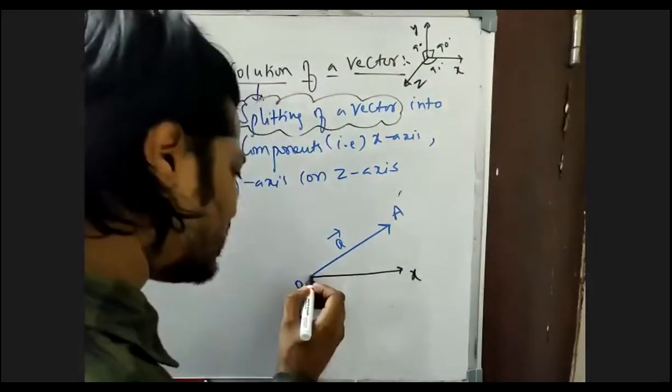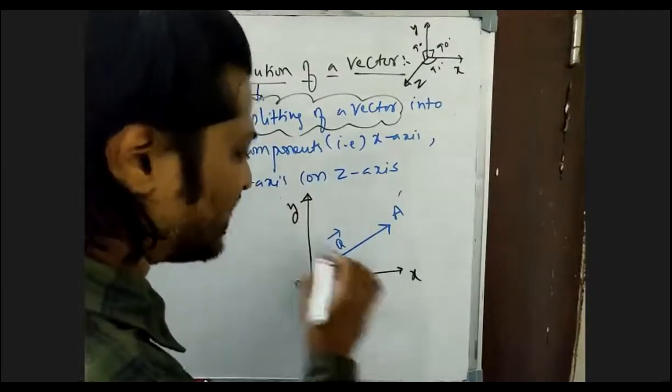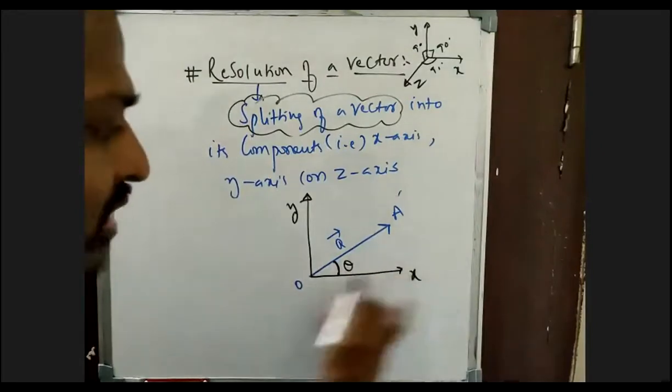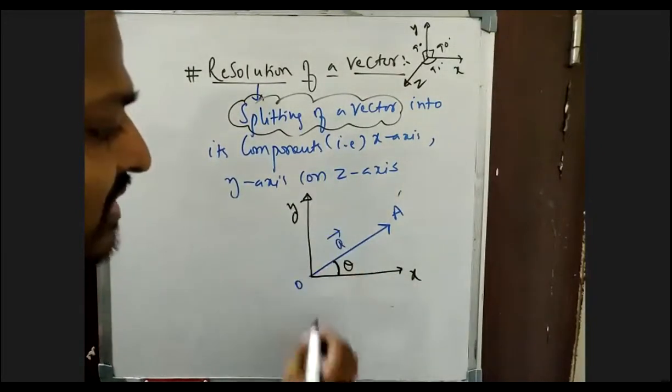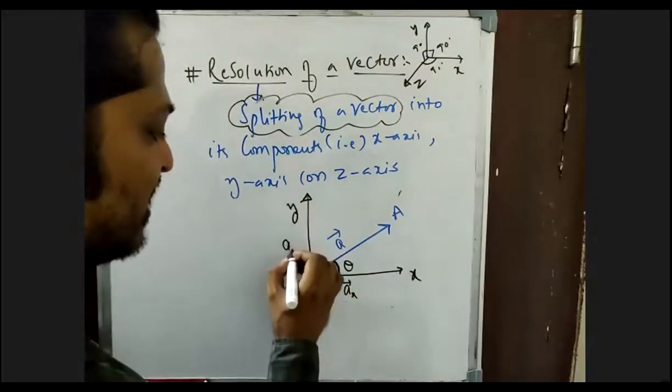And the perpendicular drawn to this one will be the y-axis, that is nothing but your y. And this is making an angle theta. So the vector A bar is being resolved into the x-axis as well as the y-axis. Along the x-axis, I am representing it by Ax bar. Along the y-axis, I am representing it by Ay bar.